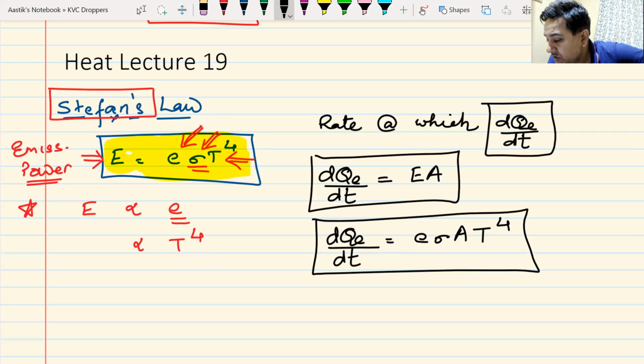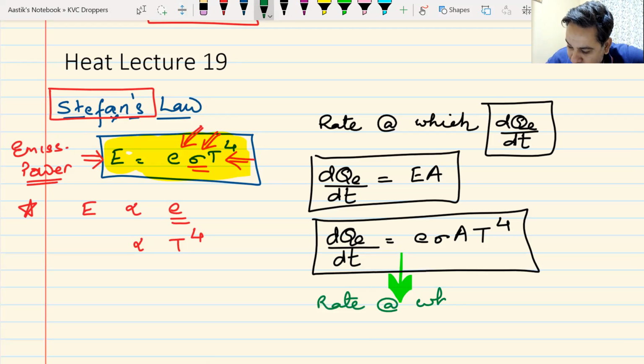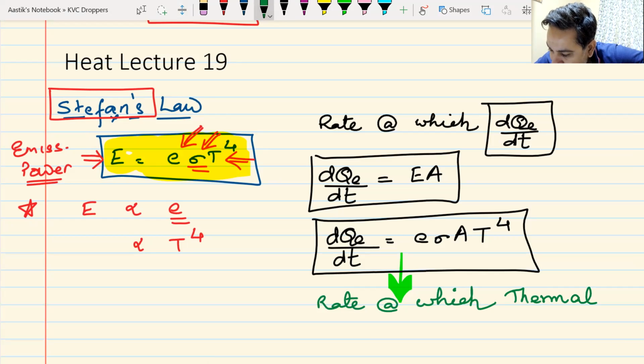When I write capital T, you understand this is the absolute temperature, that means temperature on the Kelvin scale. Do we understand this? What have we found out? This is the rate at which thermal energy is emitted by a body. Do we understand this?